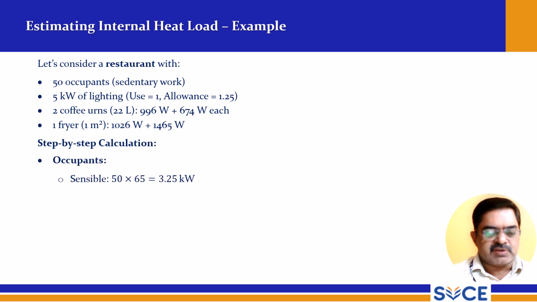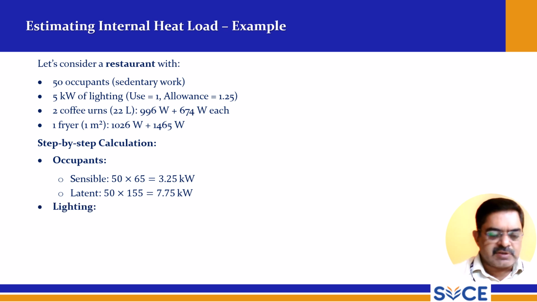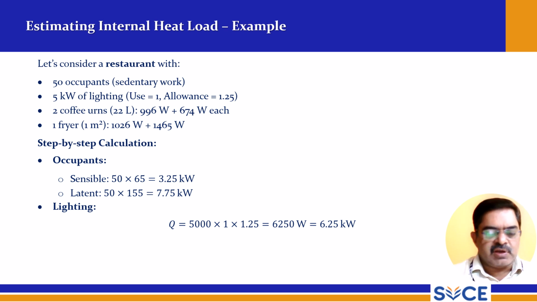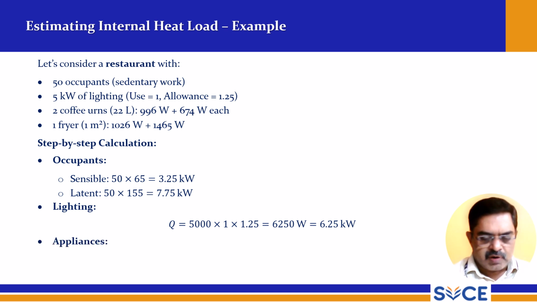Occupants have sensible heat, and there will be latent heat also. Sensible is 50 times 65, that is 3.25 kilowatts. Latent is 50 times 155, that is 7.75 kilowatts. Lighting: Q equals 5000 times 1 times 1.25, that is 6250 watts, which becomes 6.25 kilowatts.